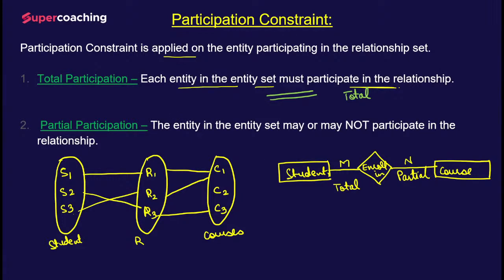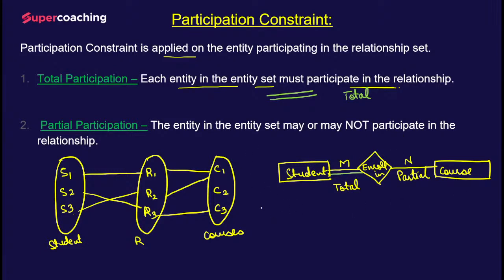Like on the student side, I'm saying that this is having the total participation, so this can be represented by the double line. तो आपको कई बार लिख के नहीं बताया होता है that it's having the total participation or partial participation. From the representation, you have to understand this point. Okay, so total participation is represented by the double line, whereas partial participation is represented by single line. Is this clear?